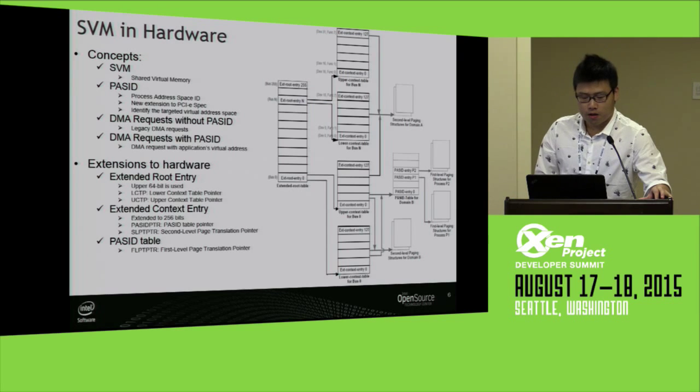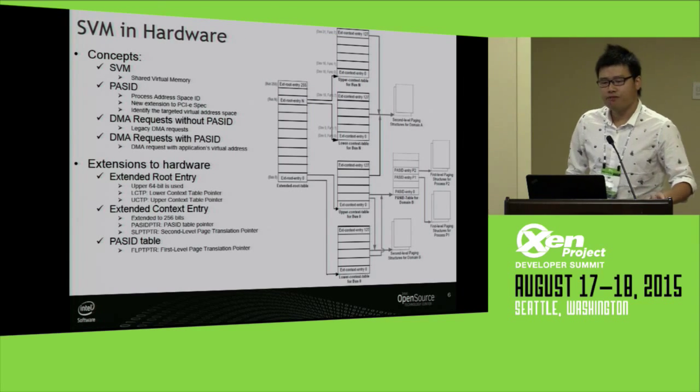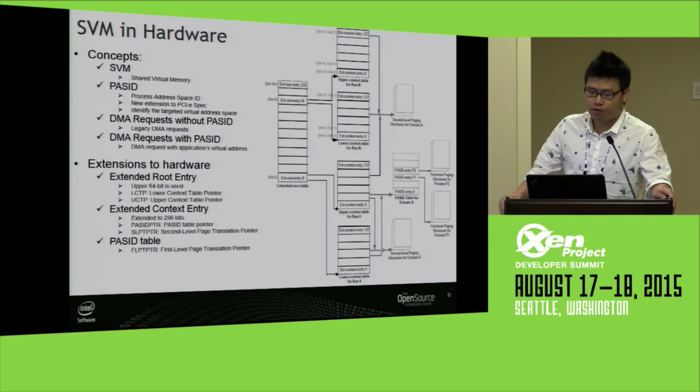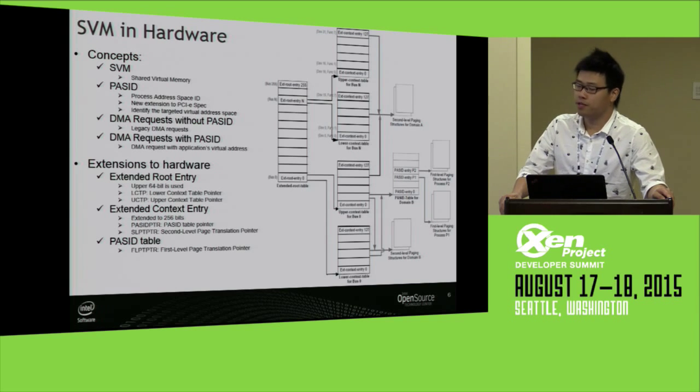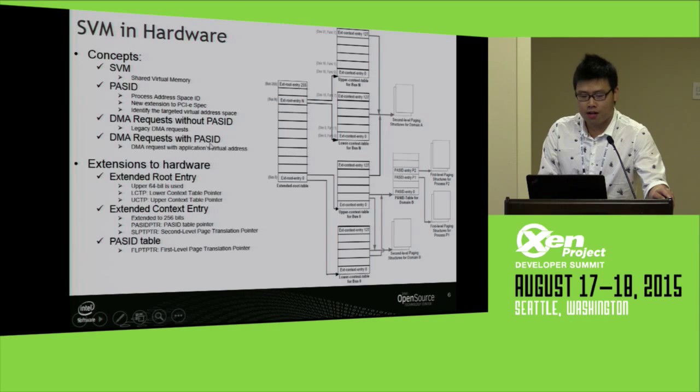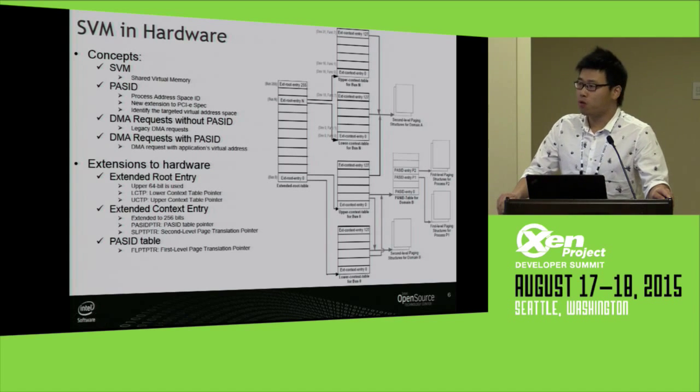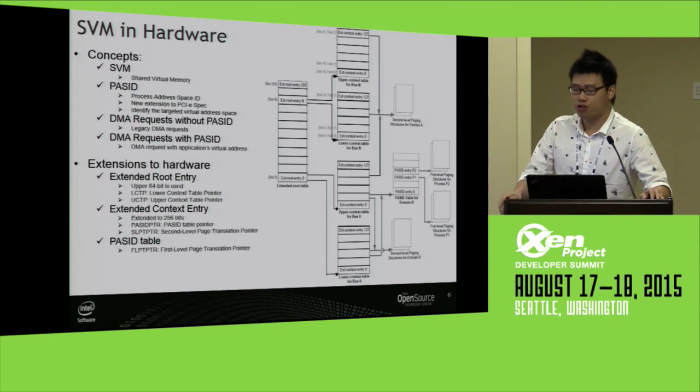Okay. And after having SVM, we have two types of DMA requests. The first one is the DMA request without PASID. In fact, this is what we have now. This is the legacy DMA request existing today, and this DMA request uses the physical address. And there is another DMA request, the DMA request with PASID. This is the DMA request using the application's virtual address, and the virtual address space is associated with the PASID.